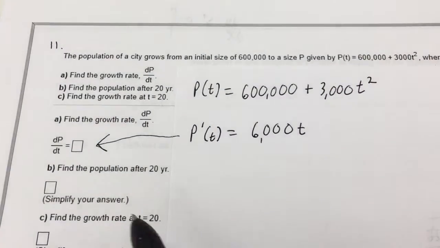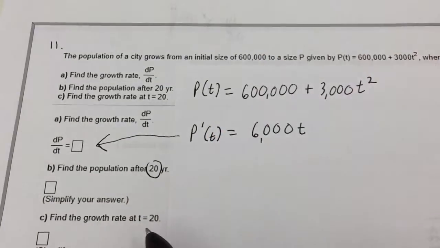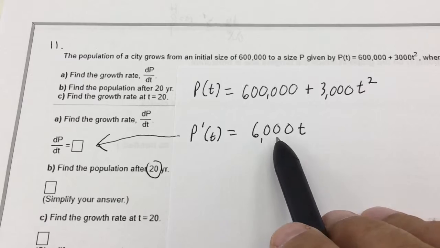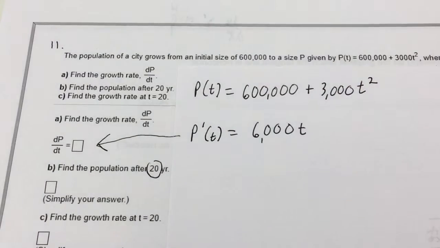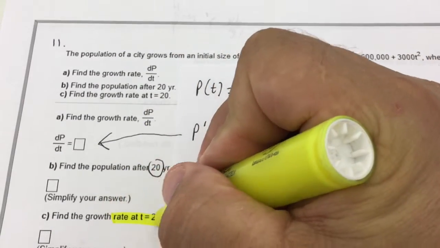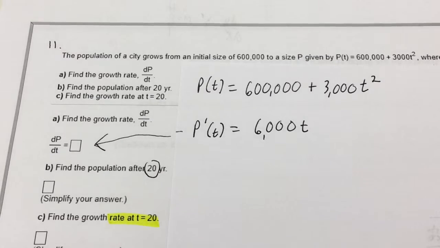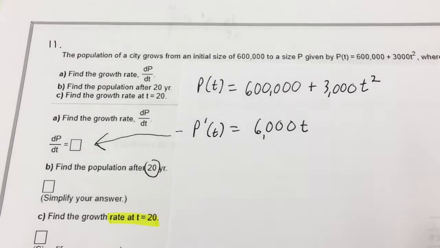Now part B, they want me to find the population after 20 years. That means I take this 20 and plug it back into the original, not into the derivative. The growth rate, whenever they use the word rate at t equals 20, the rate is a slope. That's when you plug it into the derivative. There are some keywords that we have to look out for. So I'm going to take this 20 and plug it back into the original.